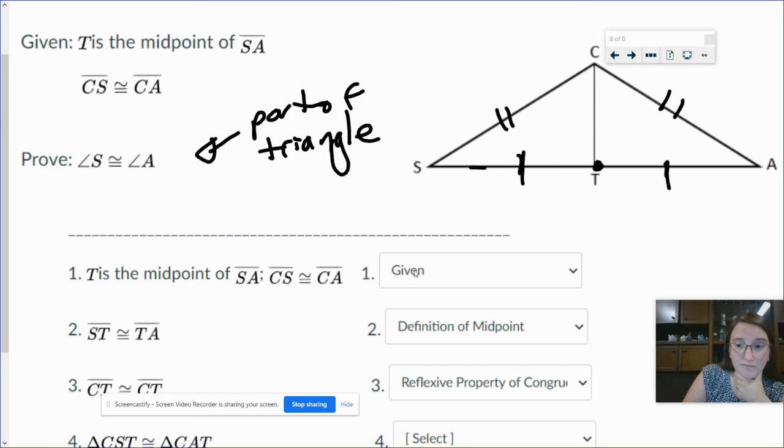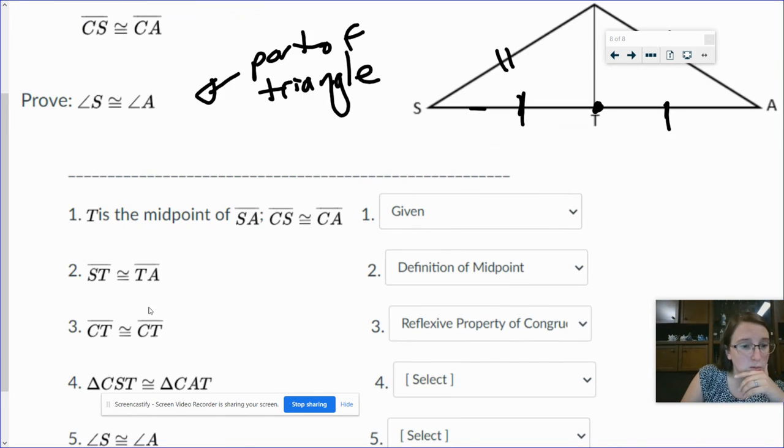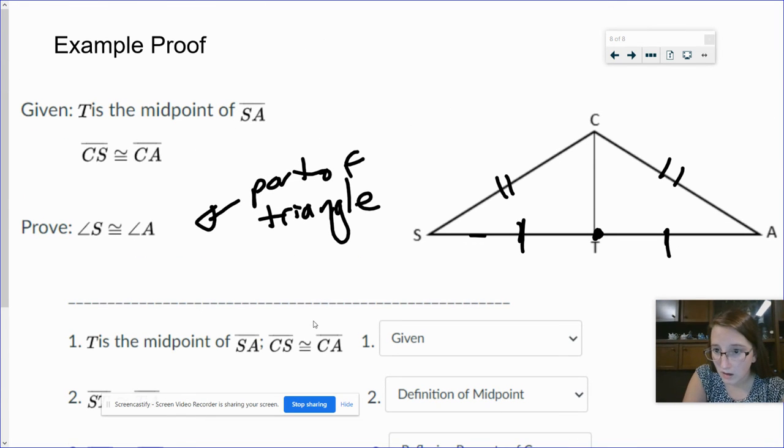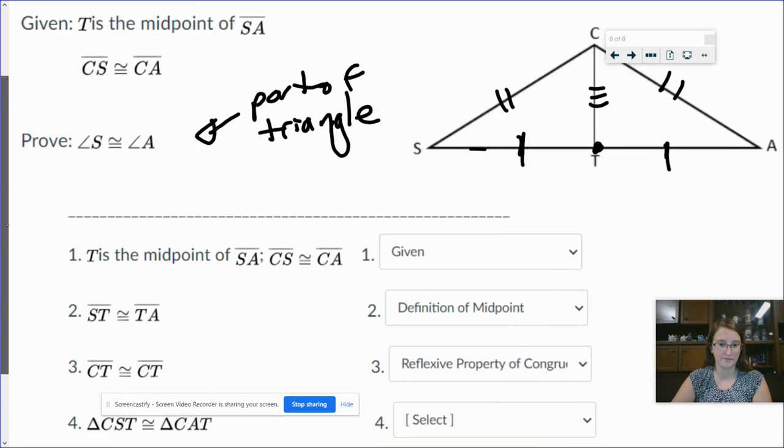Notice here we said ST congruent to TA, and the reason was definition of midpoint. If T is the midpoint, that's why I know these 2 pieces are congruent. Oh, look, they also marked CT congruent to CT because of the reflexive property. We talked about that. Remember, if 2 triangles are sharing a side, that's the reflexive property. You are congruent to your reflection.